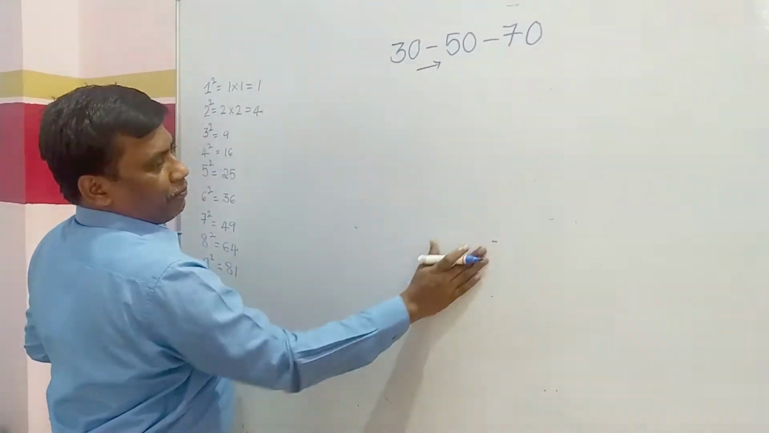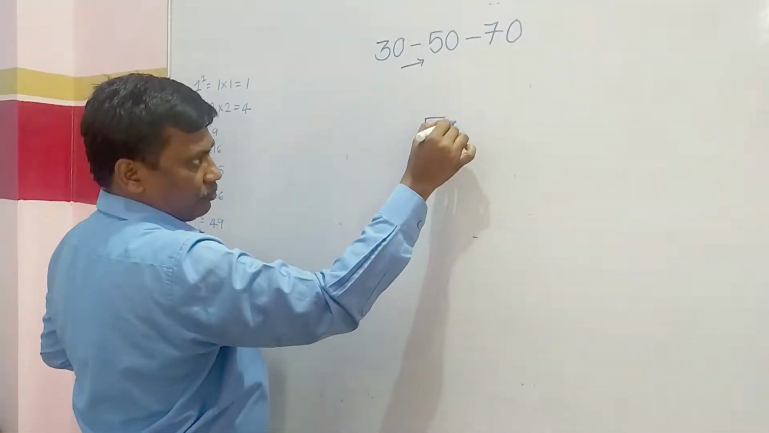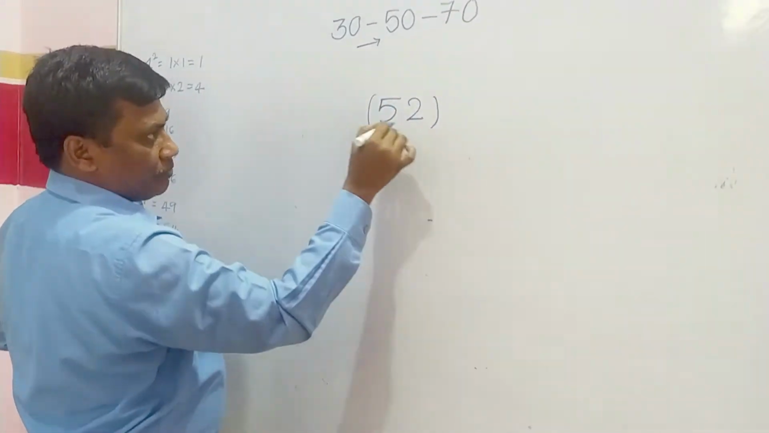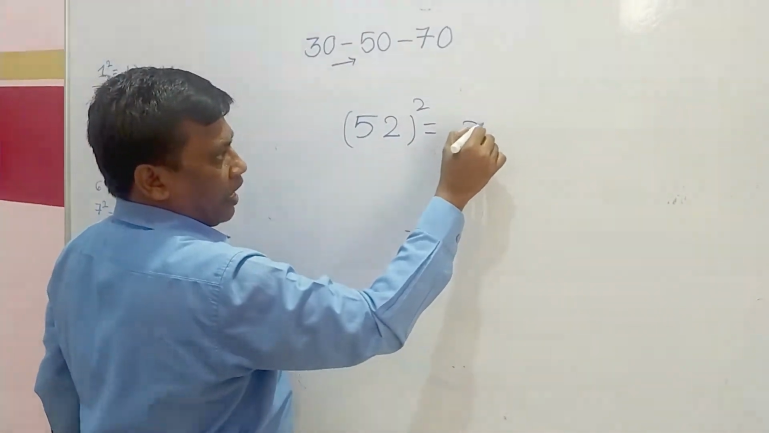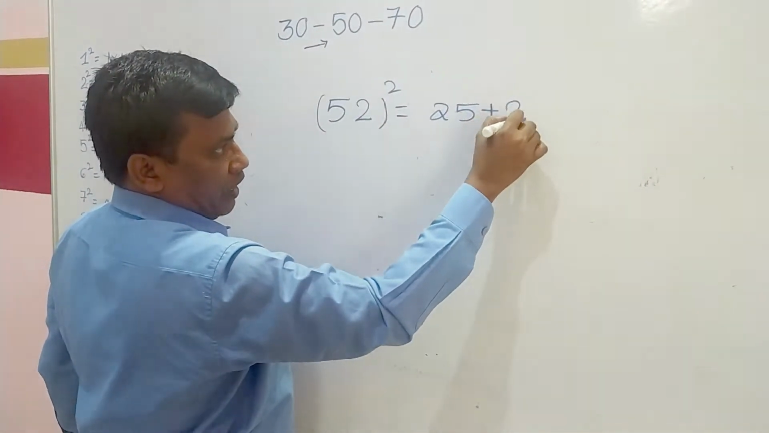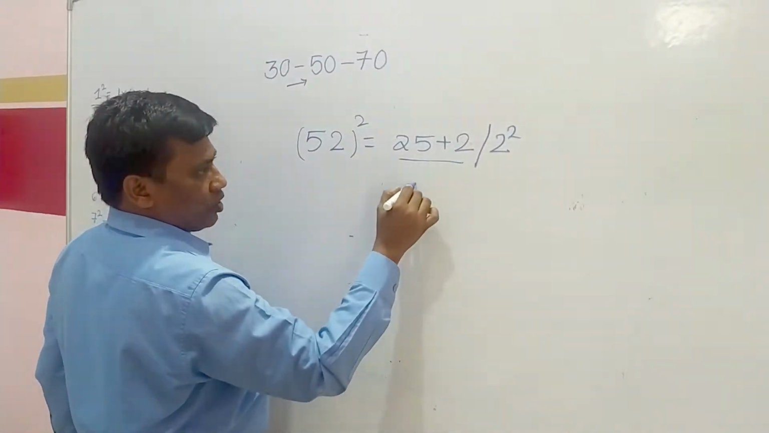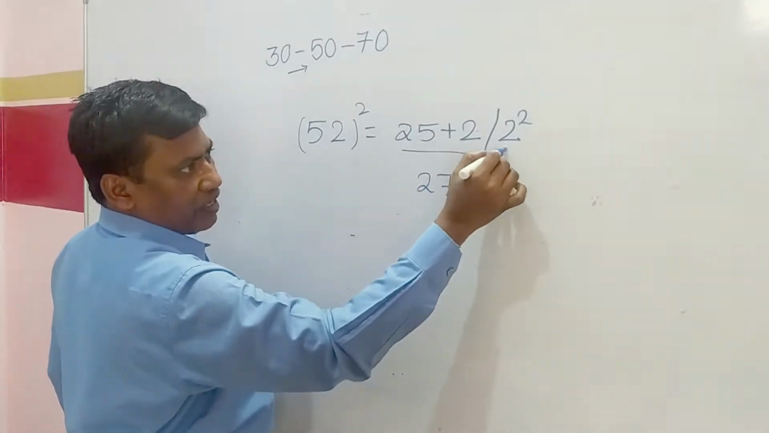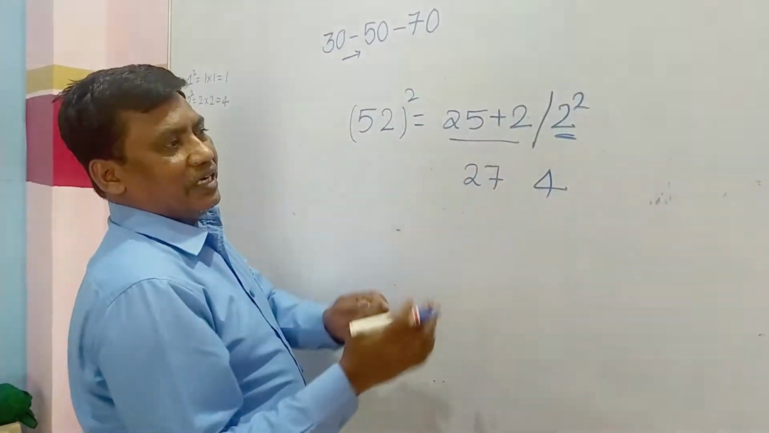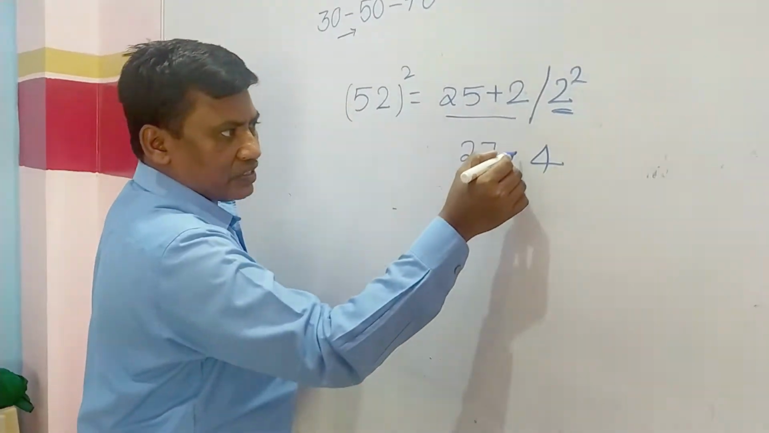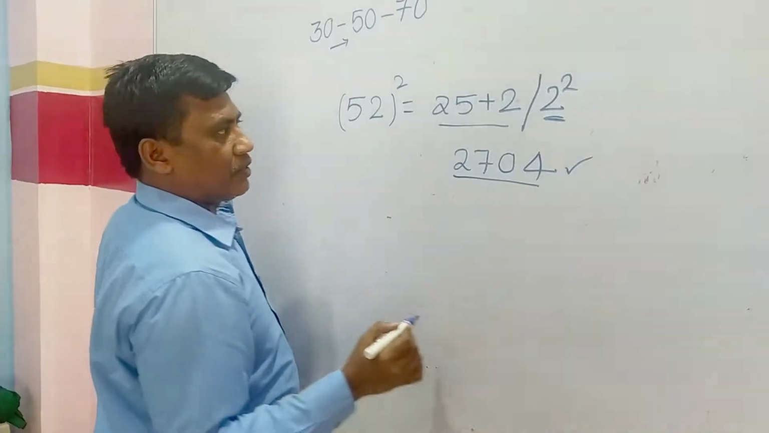Like this also, suppose I want to do some small problems. 52 square. As I said earlier, 2 is extra. Add 2 to 25, slash, 2 square. So friends, this is 27, and 2 square is 4. We got only a single digit, so we just add 0 before that. So this is the answer.